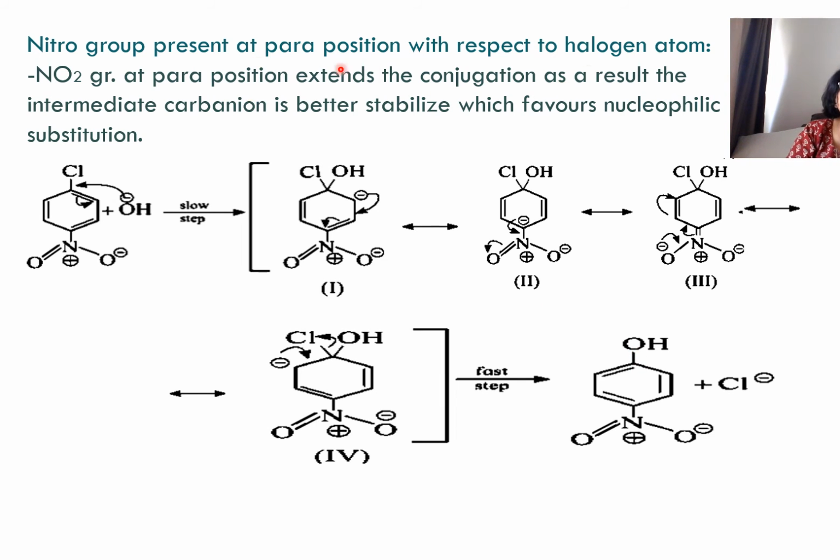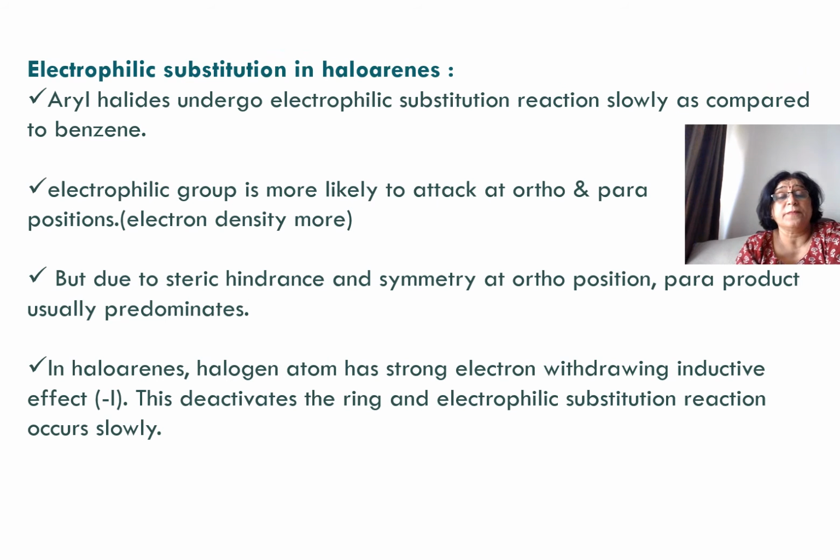So here you see the nitro group present at the para position with respect to the halogen atom extends the conjugation. As a result, an intermediate carbanion is formed, which is stabilized by resonance and which favors the nucleophilic substitution reaction.